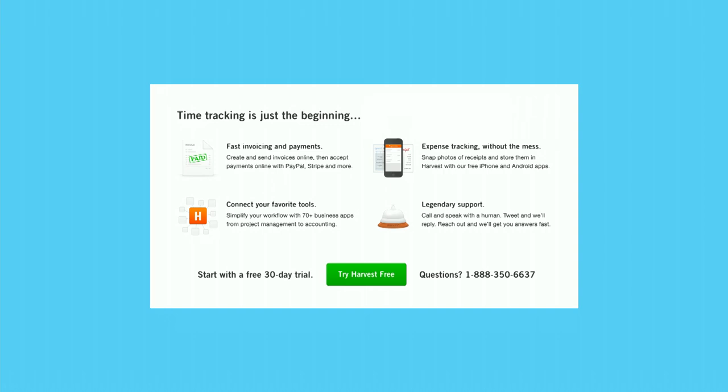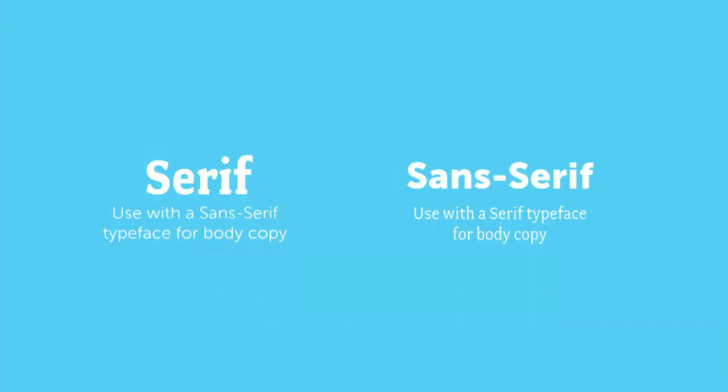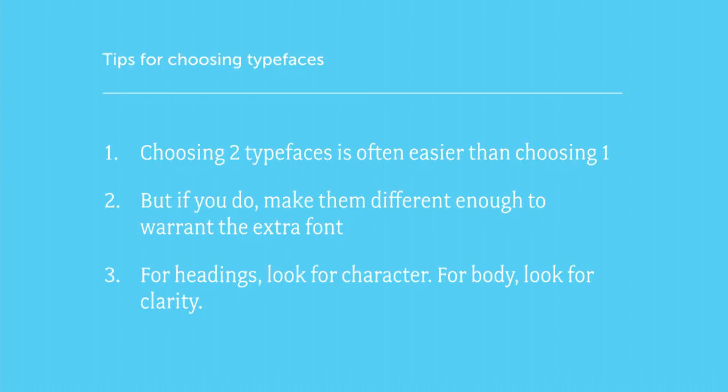So by far, the easiest way to make sure they're going to be different enough is to just use a serif typeface for the headings, which is the ones with the little flicks on it, then a sans serif for the body text, or the other way around. And thirdly, this kind of hops back to the first point, but just look for one with character for the headings and just keep the body font really clear and readable.